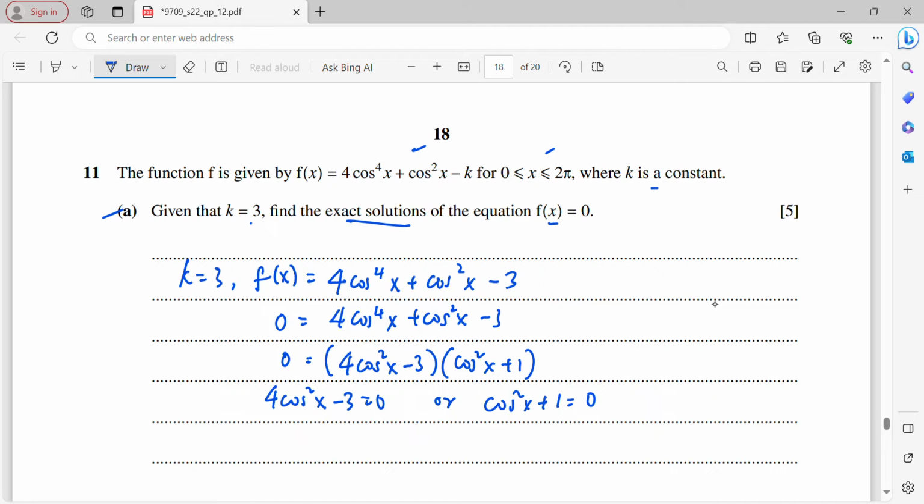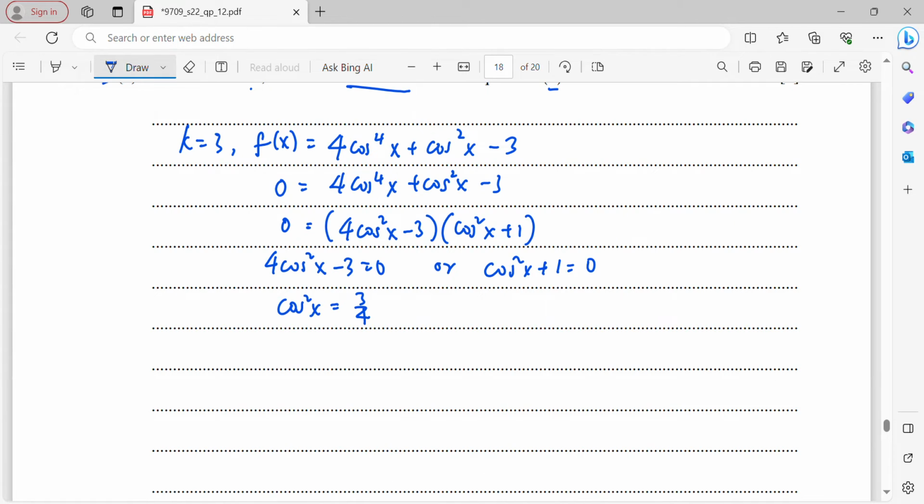Alright, so for the first term, I will get cos square x. So move the minus 3 to the other side, means it's 3. But then this belongs to 4 cos square x. So I need to get 1 cos square x, therefore divide by 4. So it will be 3 over 4. Then, on the other side, the cos square x plus 1 equals to 0 means that cos square x equals to minus 1. But we know that cos square cannot be negative. Here, no solution.